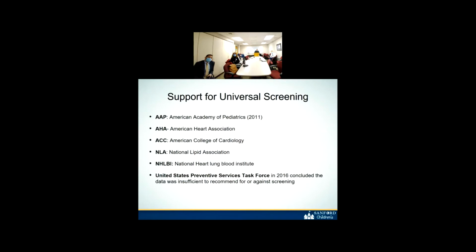The support for universal screening comes from pretty much all the major bodies, AAP, AHA, ACC. The only one that was a little bit hard to conclude, or recommend for or against, was the USPSTF back in 2016. So one of our older studies said there's insufficient data to recommend for universal screening. That does not account for selective screening. So selective screening is a different thing.